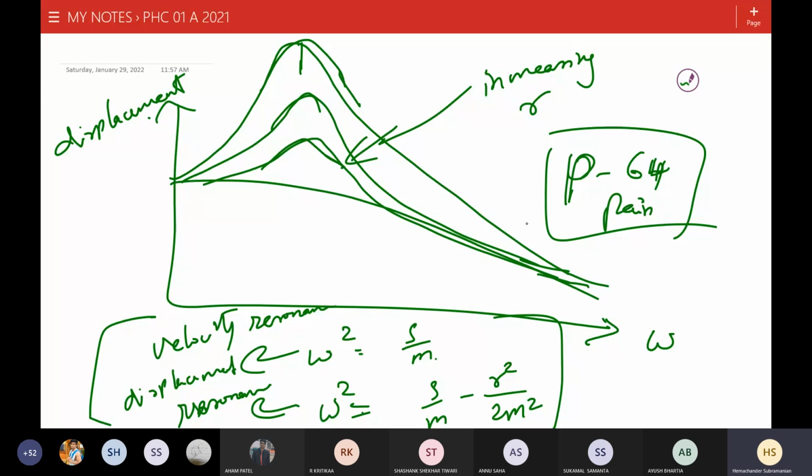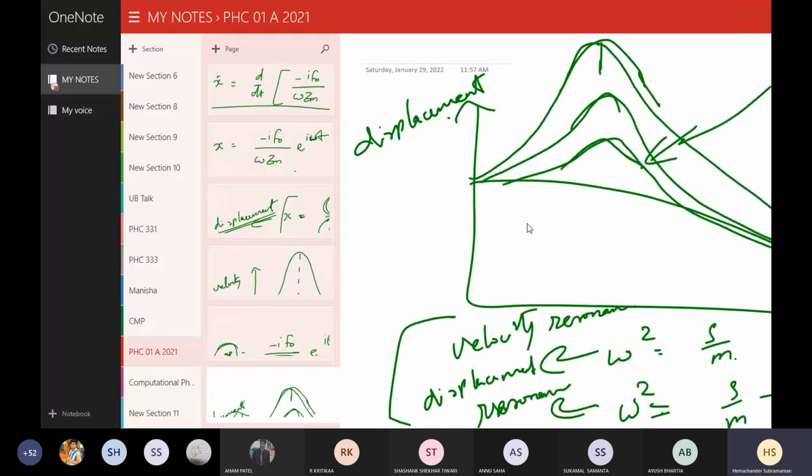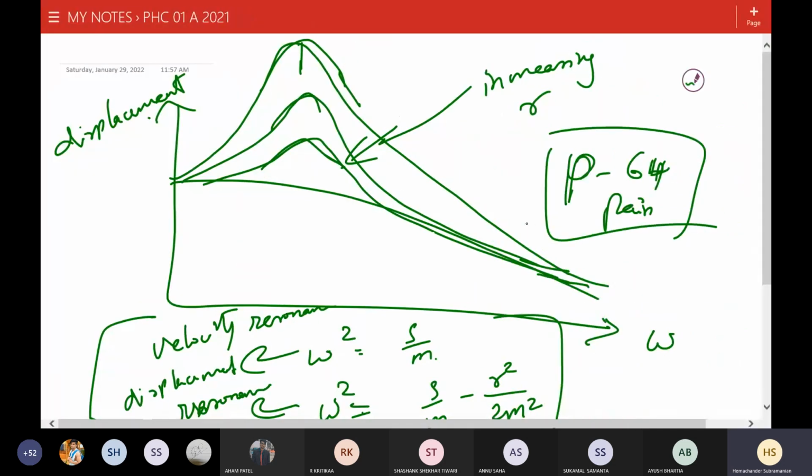Number two, velocity resonance happens at a higher frequency compared to displacement resonance. And the third thing that you need to take home is that there are always two solutions. One is the decaying solution. The other is a solution from the forced oscillator. And those must be added together, as I argued at the start of the class. You have to remember that.